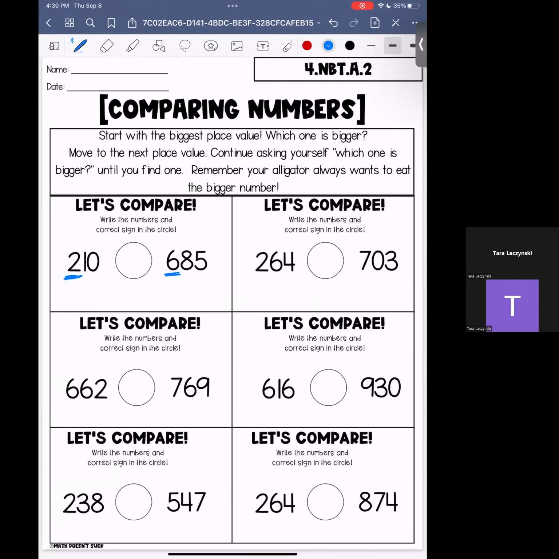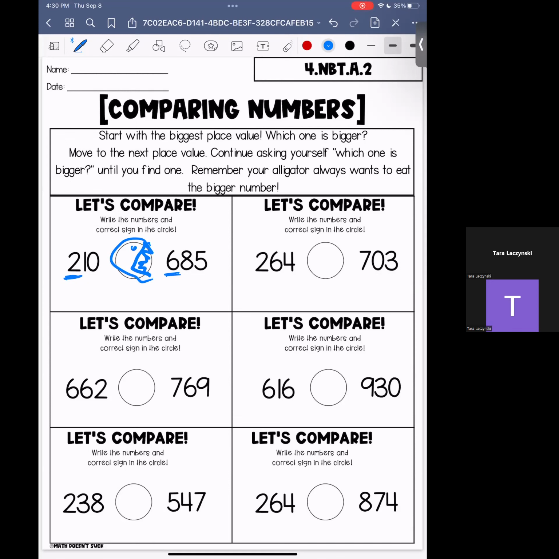If I'm comparing 210 and 685, the largest value is going to be the hundredths place. So I'm asking myself, is 2 or 6 larger? We know that 6 is larger. That is the way we're going to draw our symbol. Make sure that you add your teeth if you like to. We would read this as 210 is less than 685 because our larger number is over to the right.